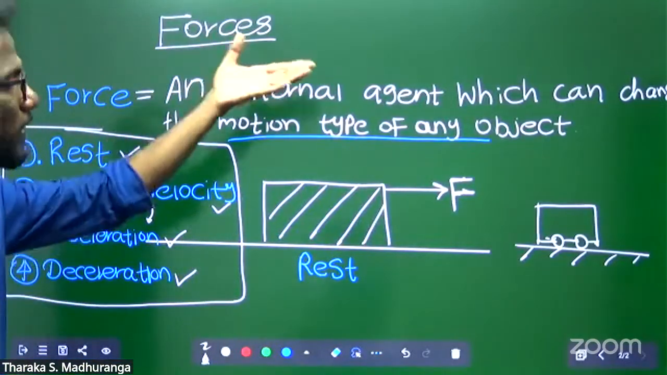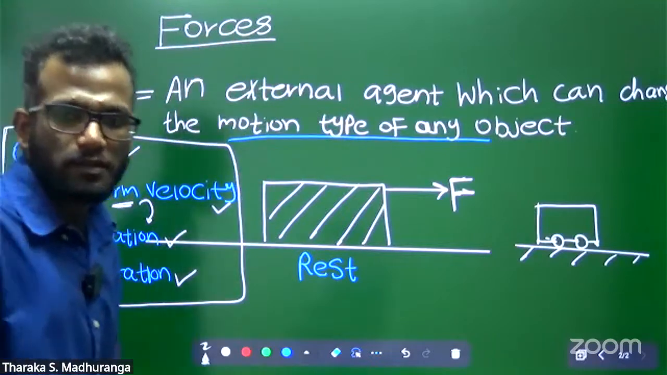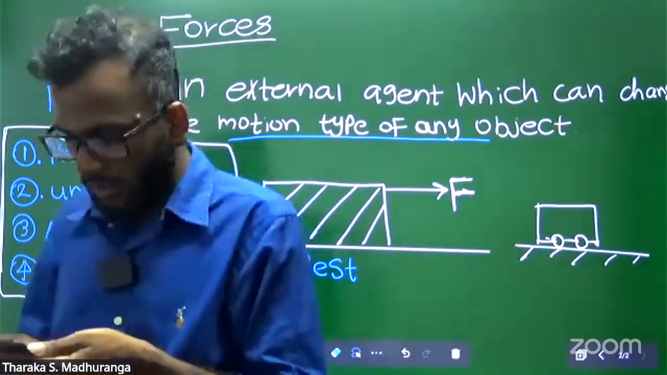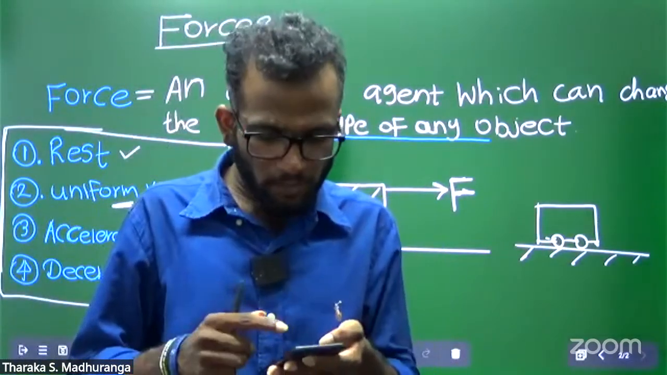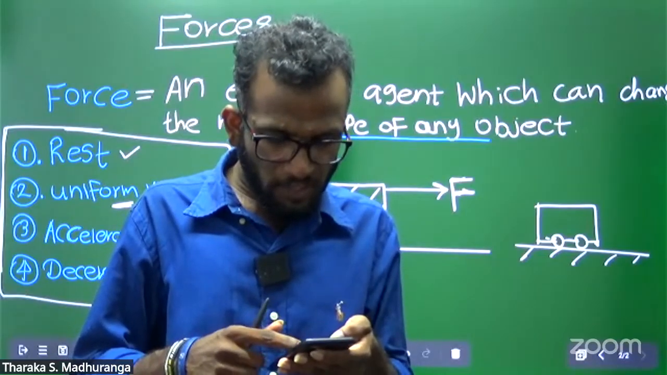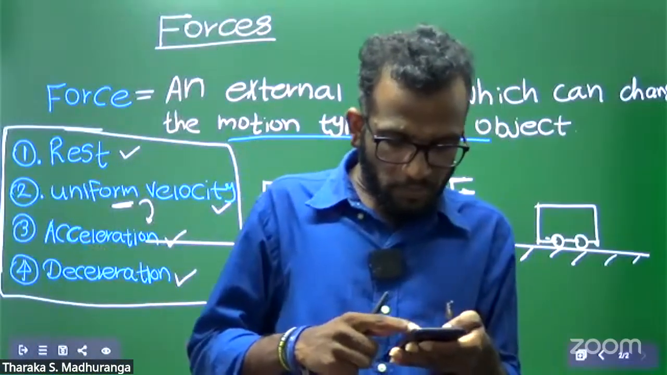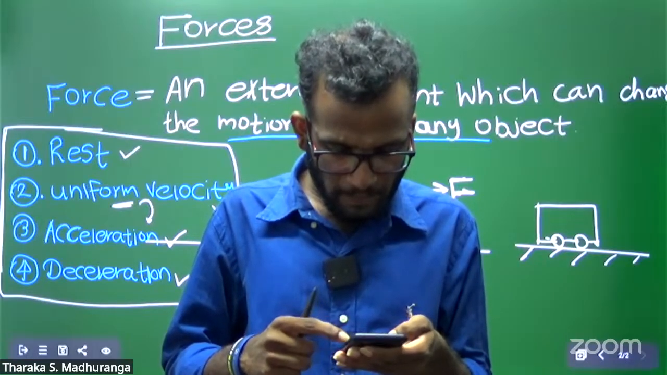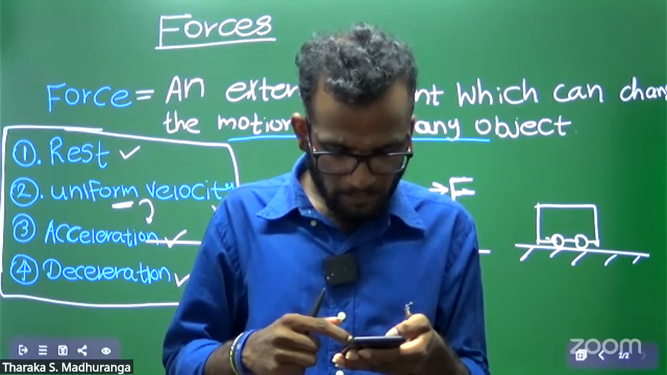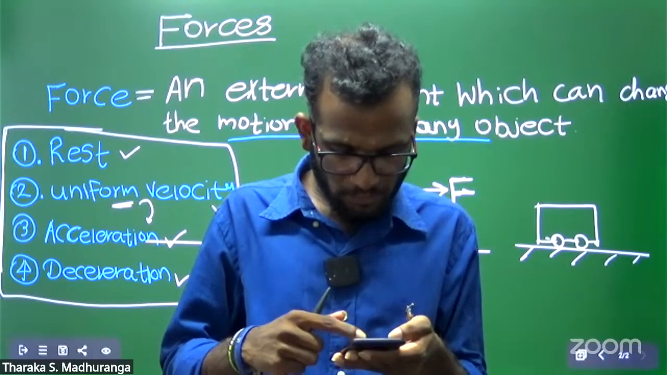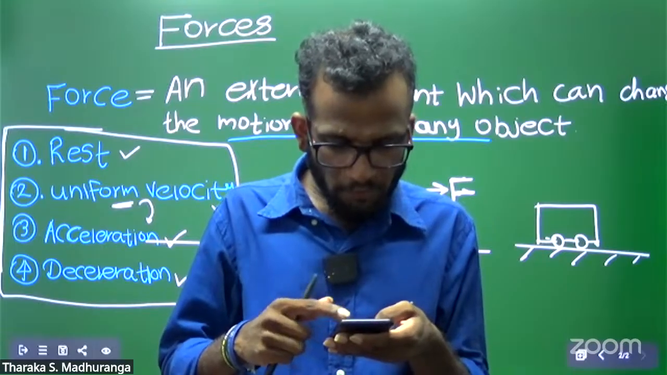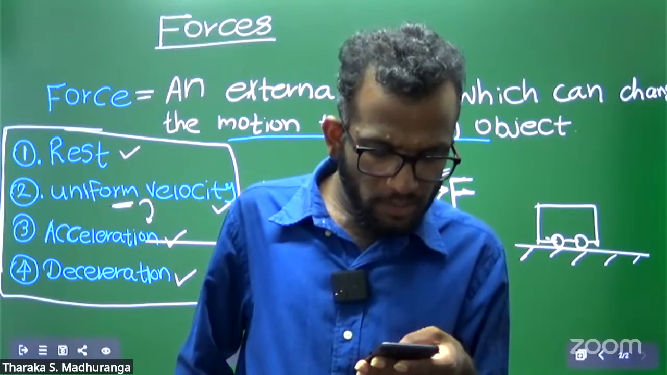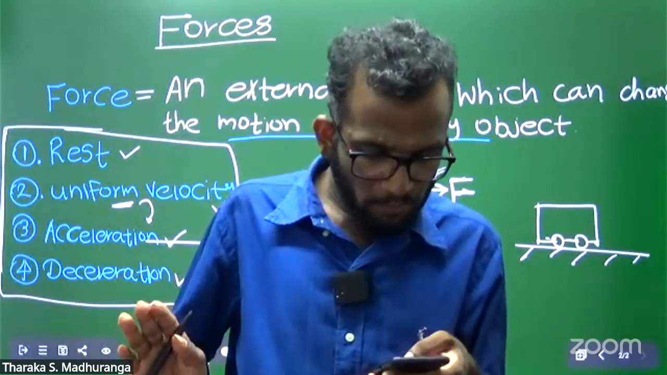Then how do we identify the force? The force is an external agent which can change the motion type of any object. In the tute I have also given the definition. The problem is, I also don't have the printed tute now. Your printed tutes will come tomorrow, so I have to use a soft copy. I have given: a force is an external agent that changes the motion of any object or induces it to change the motion. That's the full definition of the force.